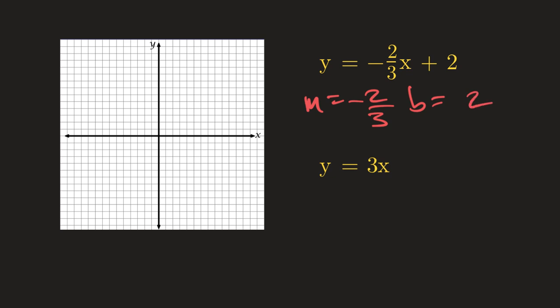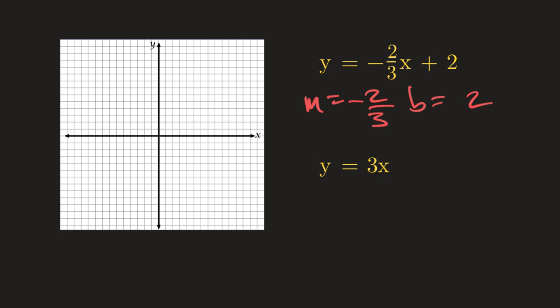We said, hey, the slope is always going to be associated with x, okay? Just making sure that we're in slope-intercept form to make that identification. But negative 2/3 is the coefficient of that x, so therefore that's our slope. The other number, the constant number, is our y-intercept, okay?